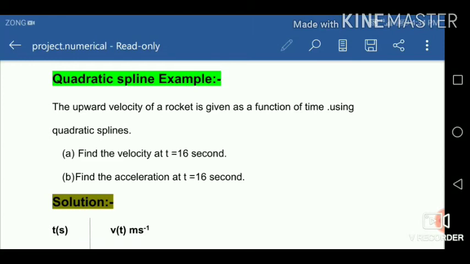Now I will discuss the example of quadratic spline. The upward velocity of a rocket is given as a function of time using quadratic splines. First, we find the velocity at t equals 16 seconds. Then we find the acceleration at t equals 16 seconds.